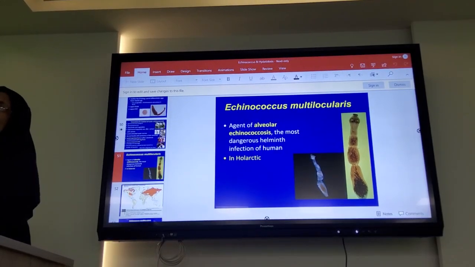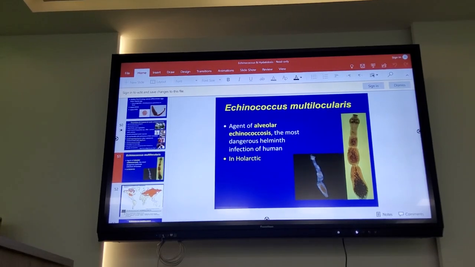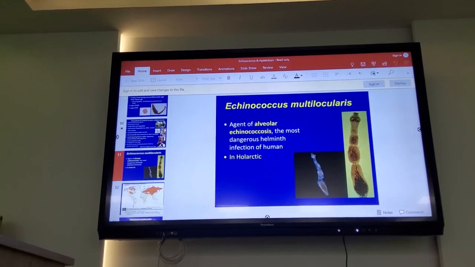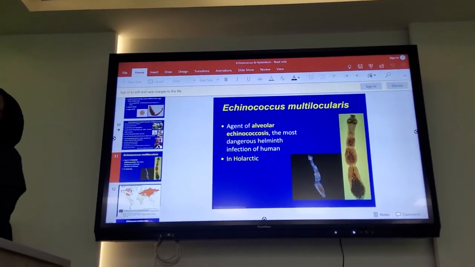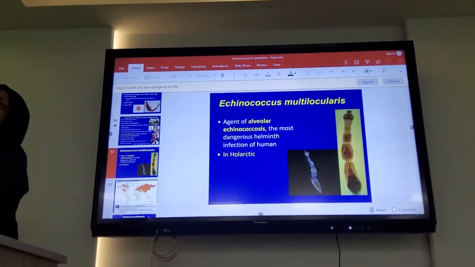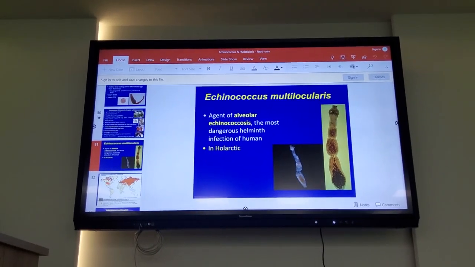The benzimidazoles, like mebendazole, affect the beta tubulin of the parasites. But praziquantel affects the tegument of the parasites and disturbs the absorption of calcium. I don't know what I answered.